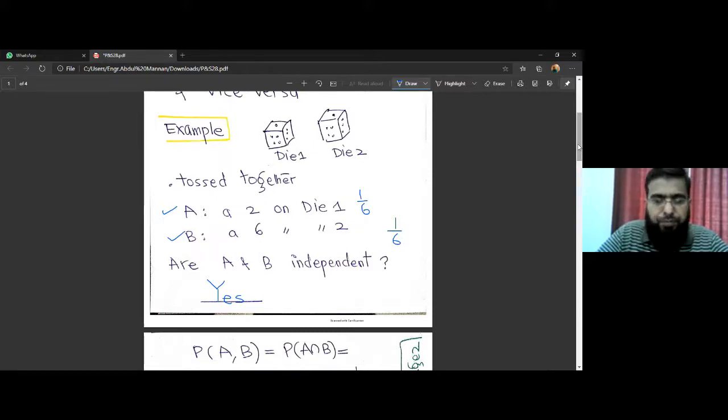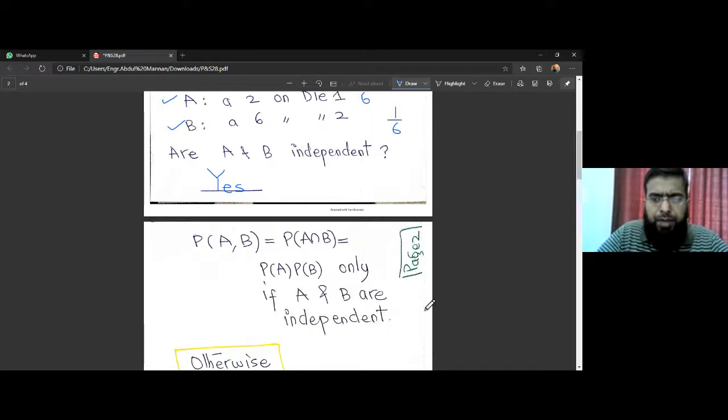If A and B are independent, the joint probability, which is also written as A intersection B, can be written as the probability of A times the probability of B. So the joint probability of A and B is the marginal probability of A times the marginal probability of B.